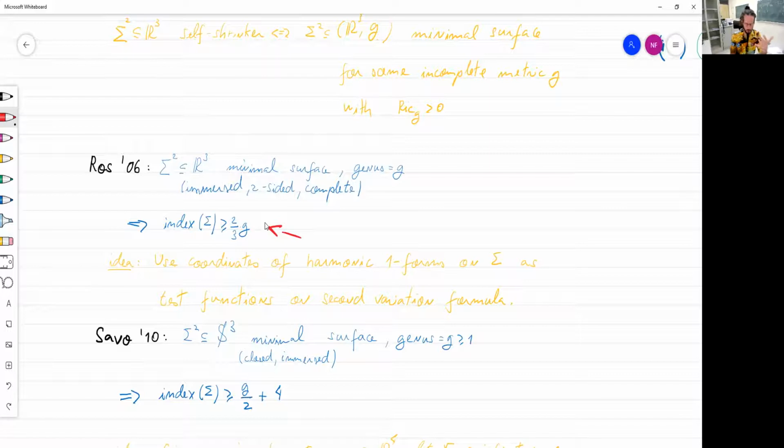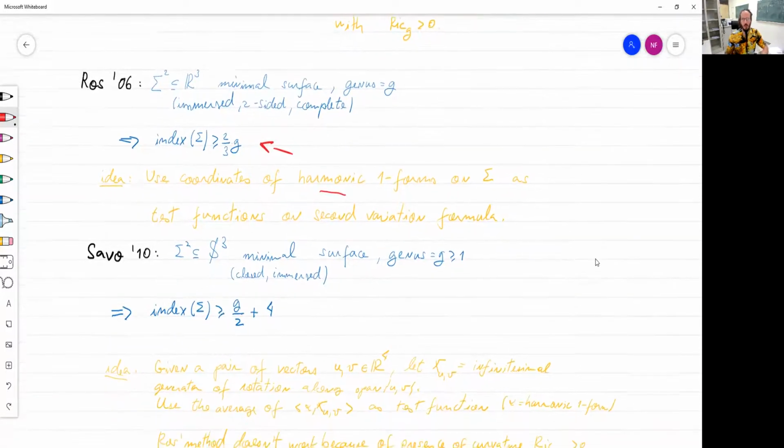And that corresponds, by duality, to a vector field using the metric. And then you use the coordinates of that vector field in R3. So we have x1, x2, x3. Use the coordinates of that vector field as test functions for the second variation formula. Okay. I'm not going into details yet, but this is about minimal surfaces in R3.